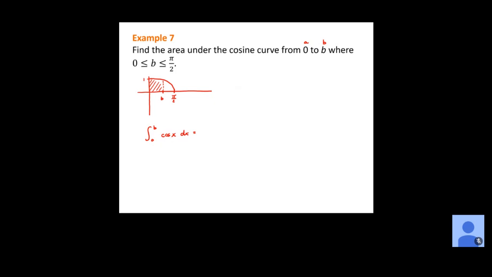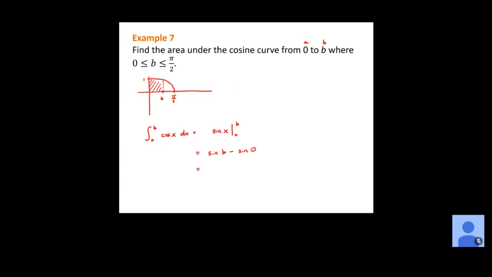Now we need the antiderivative. Good. What's the antiderivative of cosine? Okay, so be careful. Antiderivative of cosine is actually going to be just sine, right? Okay, because the derivative of sine would give us cosine. So we're going to get sine of x. And we're evaluating that from 0 to b. All right, so now we can do what? Good, now we can plug in our values. Remember, upper limit goes in first, so we're going to have sine b minus sine 0.